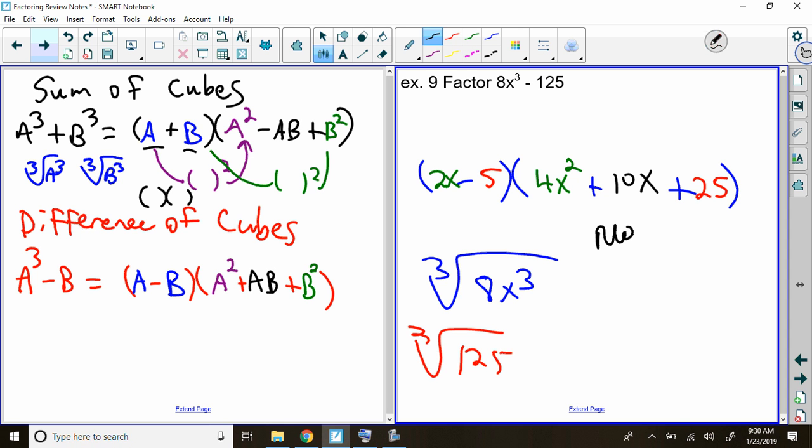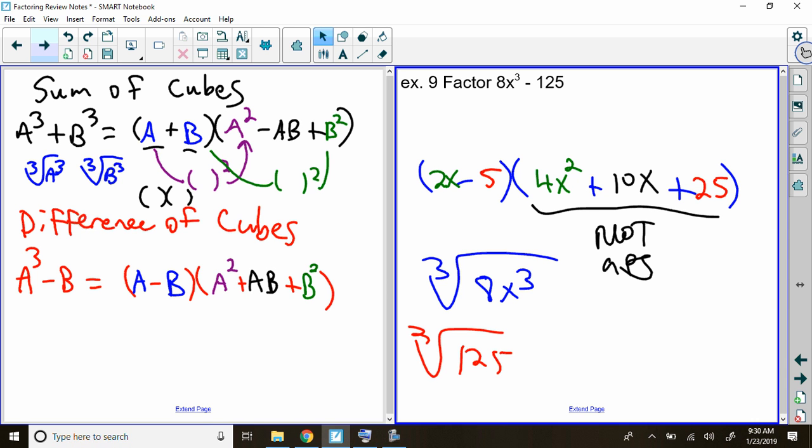Remember, this is not a PST, never has been, never will be. It looks like one, but it's not. That's it. That's your factoring review. Hopefully it's been educational. Hopefully it's been entertaining.